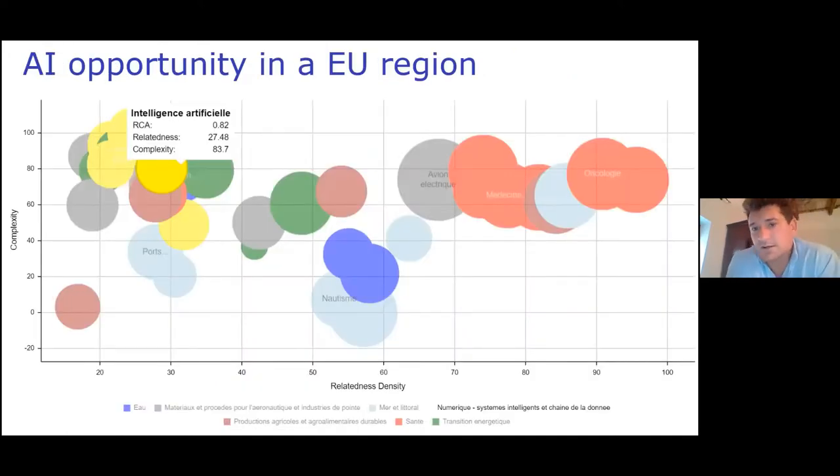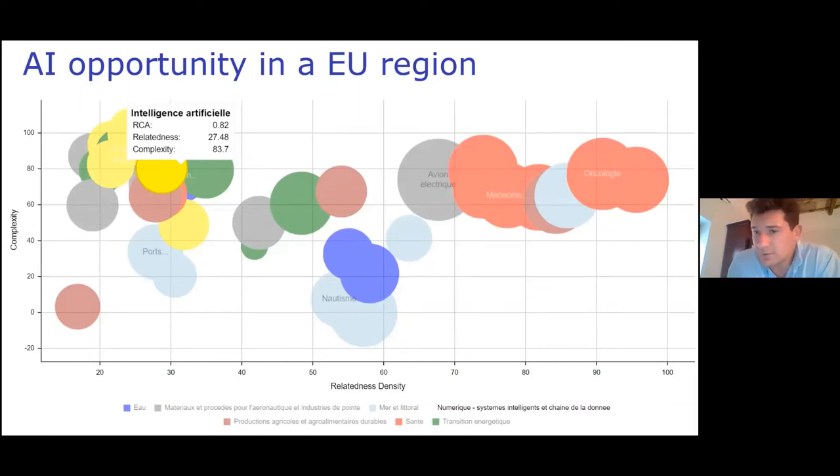Just to give you an idea, if we look at the specific framework applied to a French region here, I won't say the name, I can only say it's a French region. Basically what you see in this framework, if you focus on one of the I4T, which is AI, in this case, is that the level of relatedness is pretty low, but the level of complexity is pretty high.